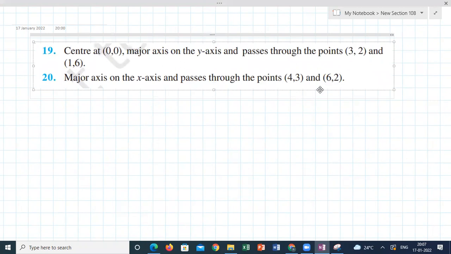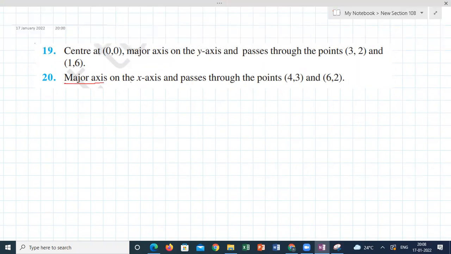Major axis on x-axis, minor axis passes through the points. Same question, but he said major axis is on x-axis. If major axis is on x-axis, how does the equation of the ellipse look? With this clue, the equation of the ellipse is x square by a square plus y square by b square is equal to 1. And the ellipse is passing through 4, 3.